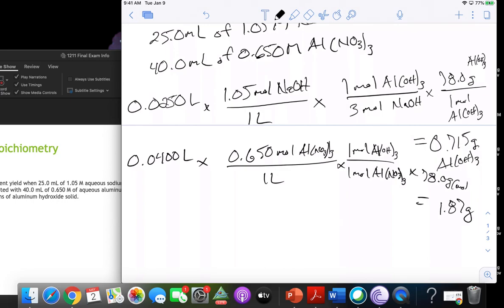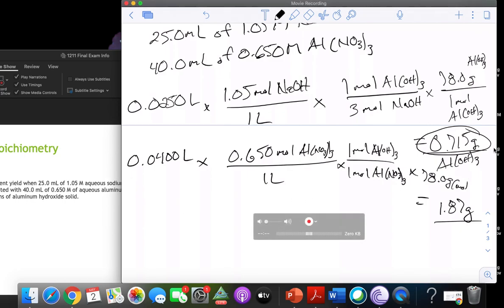And so if I'm comparing these two values, I have 0.715 and 0.187, or sorry, 1.87. The 0.715 grams is the smaller amount. That means that should be the theoretical yield, right? Once I've made this 0.715 grams of aluminum hydroxide, I can't make any more because all of my sodium hydroxide will be gone. I have enough aluminum nitrate to make much more, but once the sodium hydroxide's gone, I can't make more anyway, so it doesn't matter.